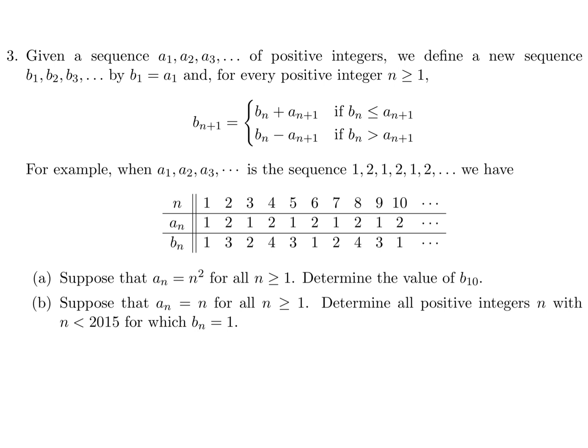For example, when a1, a2, a3 is the sequence 1, 2, 1, 2, 1, 2, and so on, we have n, an, and bn as follows. Suppose that an is equal to n squared for all n greater than or equal to 1. Determine the value of b10.